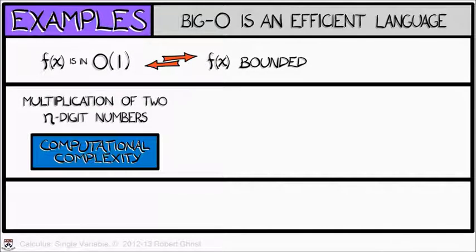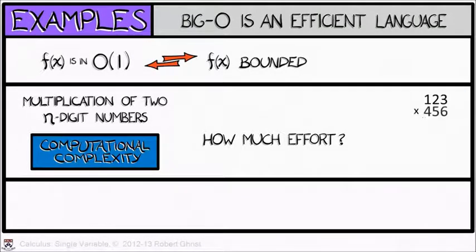Consider the following. Let's say you have two n-digit numbers, and you want to multiply them together. How much work are you going to have to do? How many individual mathematical computations is that going to take? Well, let's consider what it takes to multiply two numbers together using the standard algorithm that you learned in primary school. And let's count this as a function of n, and consider what happens as n is going to infinity.